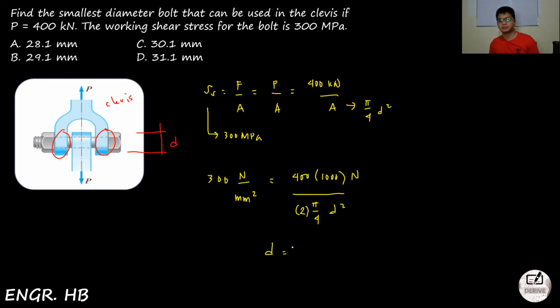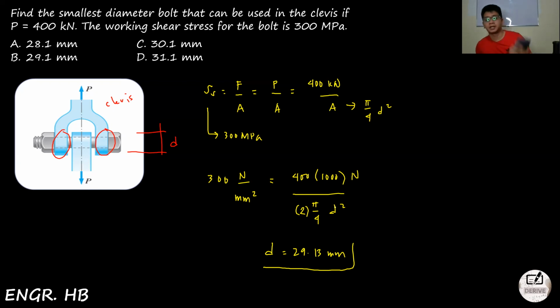So that was 400 times 1,000 divided by 300 times 0.25 pi times 2. Square root ng answer, and our answer is 29.13 millimeter. So this is the answer. So try mo na hindi double shear. So 400 times 1,000, 0.25 pi times 300, square root of that. So the answer is 41.2.